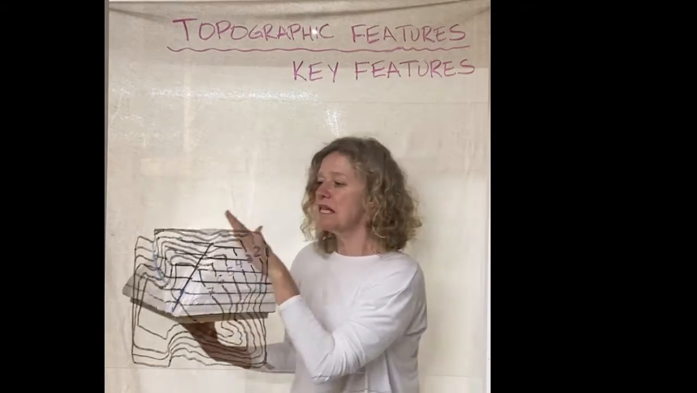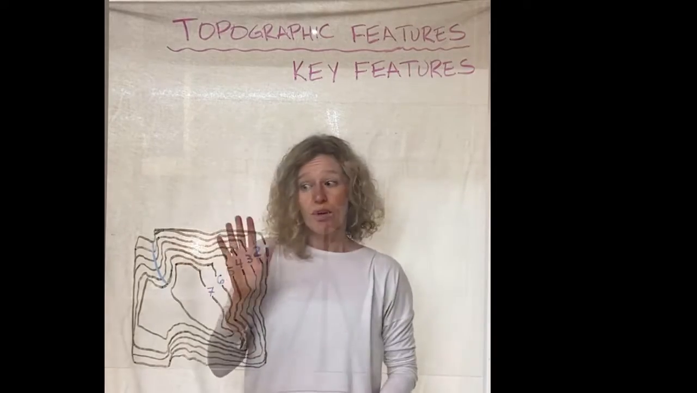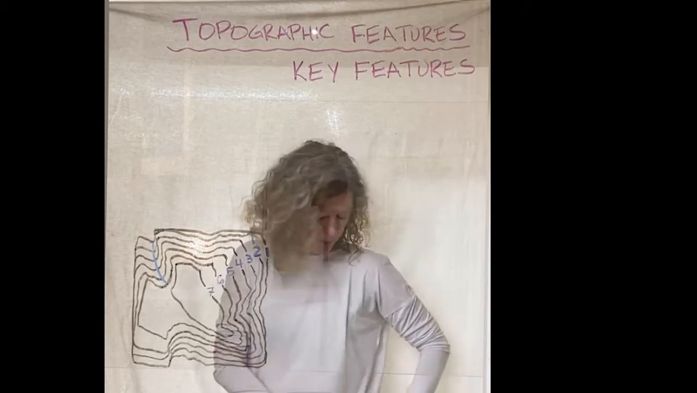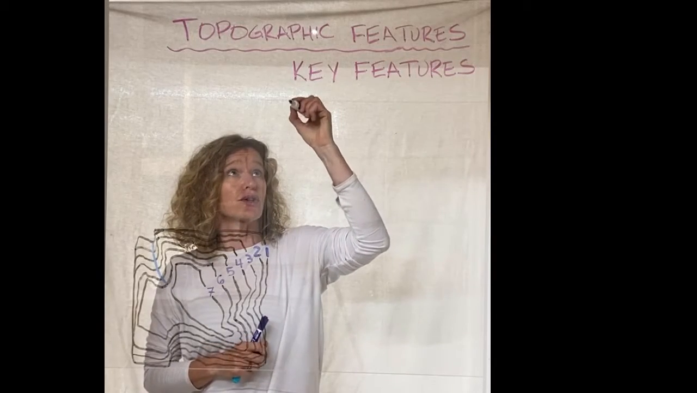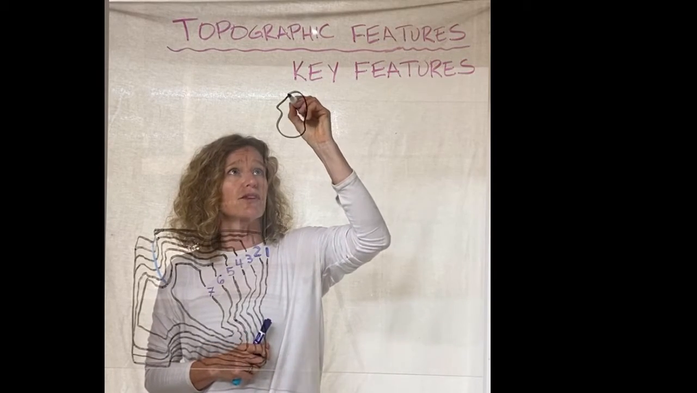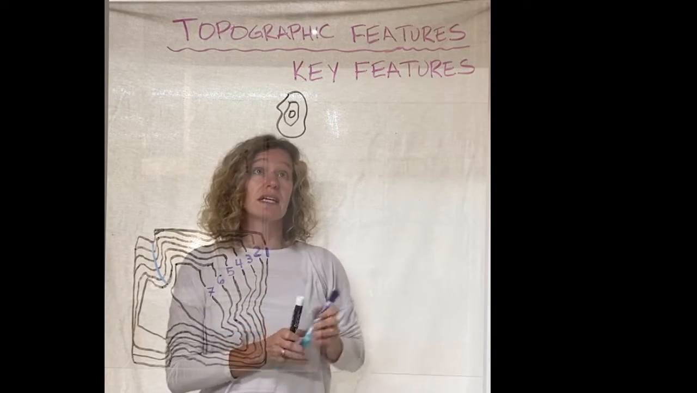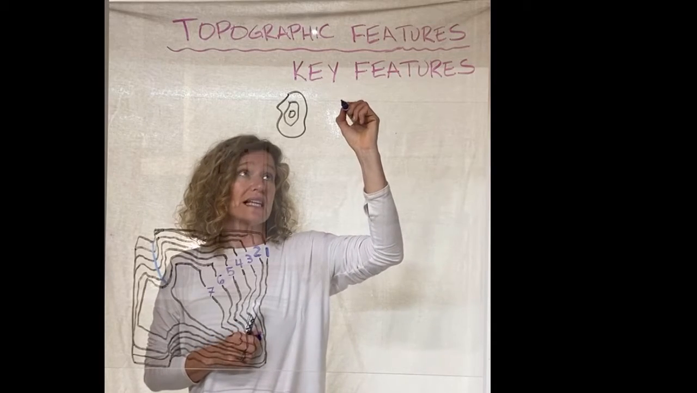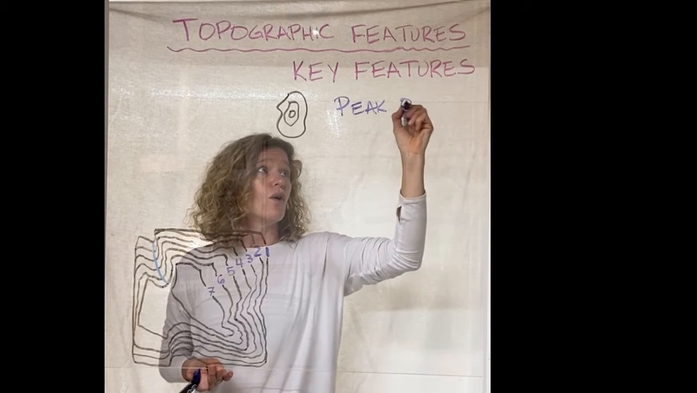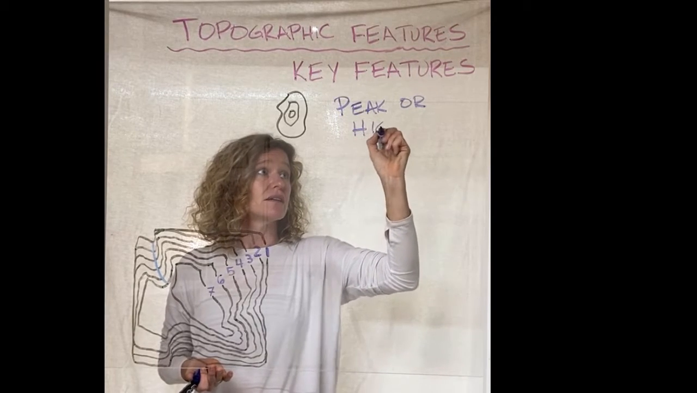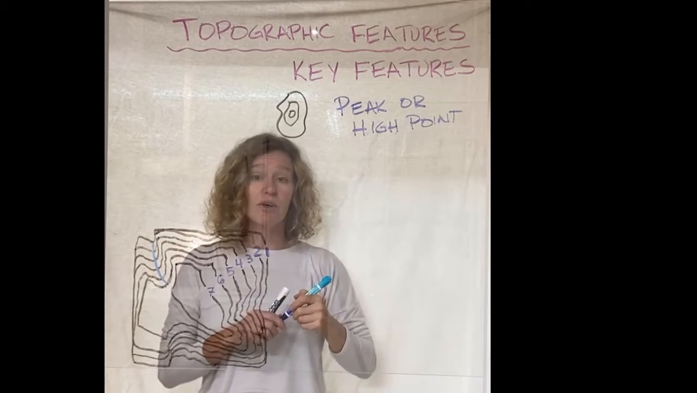All right, so there's some key things that we can see on our topo, and we just want to point out what some of these key features are. If you have concentric circles, they don't have to be perfect circles, but if you're getting contour lines that are coming together and getting closer and closer together, these are basically representing a peak or high point, whatever you want to refer to that as, a peak or a summit. That's going to be your highest point of elevation.